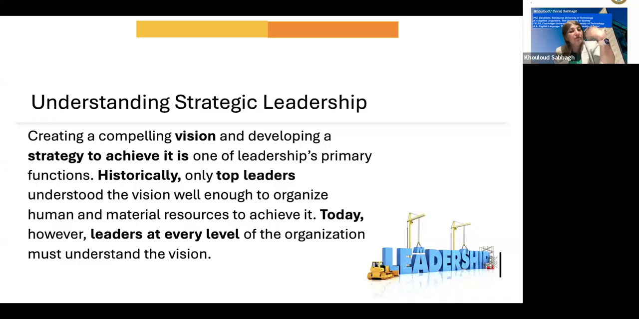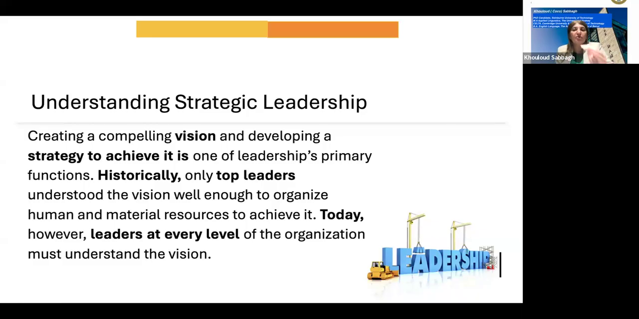So it's not enough to have the vision, right? If you don't have the strategy for it. And it's not enough to have a strategy if you don't have a vision. So it's a combination. Top leaders usually understand vision. They know how to organize people and resources together in order to achieve them. So today, leaders can be at any level of the organization, guys.